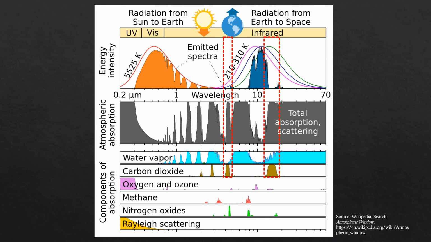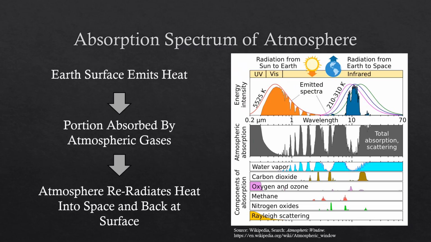Here are carbon dioxide's absorption bands overlapping with water vapor's. The influence of the left band is dependent on the temperature from the emission spectra. Here is the influence of methane. The left band has no influence because it is outside the emission spectra. To sum up, heat emitted by the surface is absorbed by gases in the atmosphere, and these gases re-radiate the heat towards space and down towards the surface.